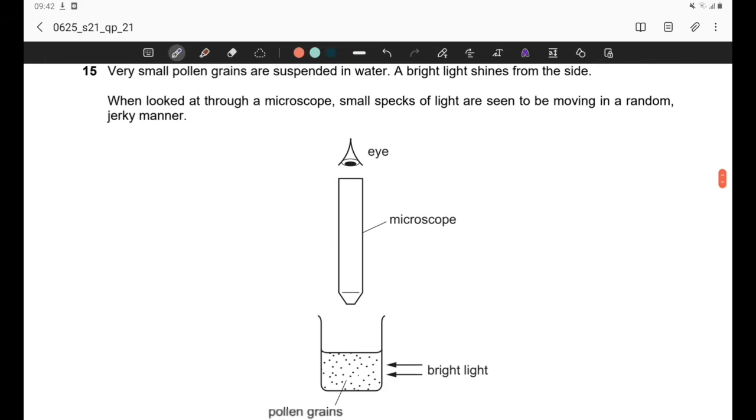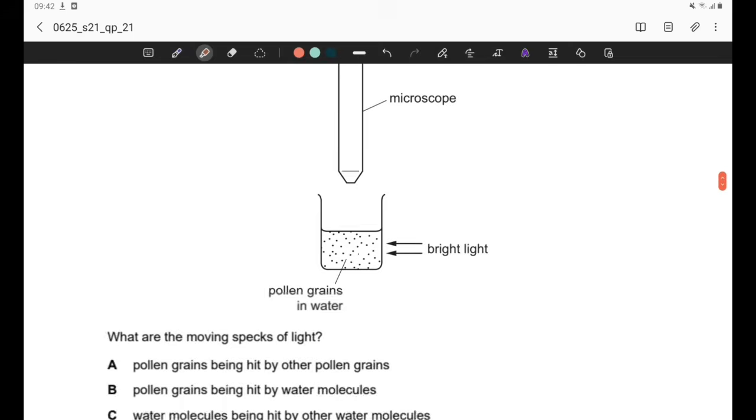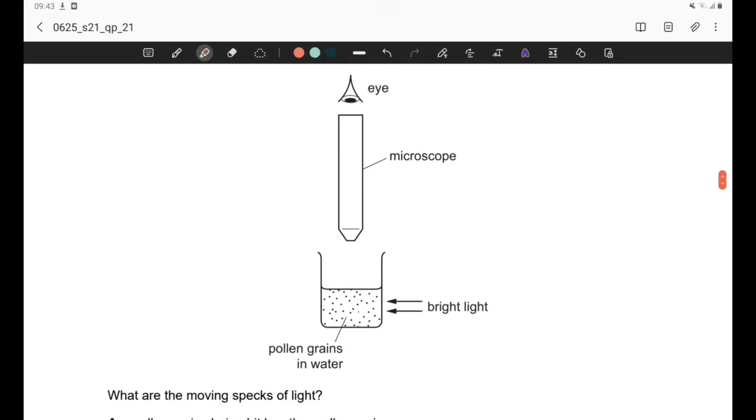Question 15. Very small pollen grains are suspended in water. A bright light shines from the side. When looked through a microscope, small specks of light are seen to be moving in random jerky manner. What are the moving specks of light? So this question is about Brownian motion.